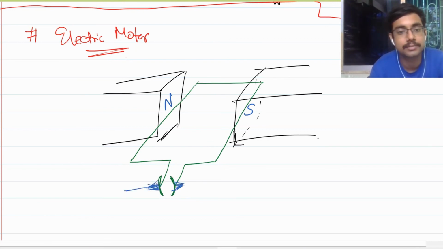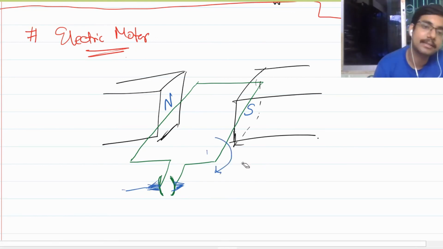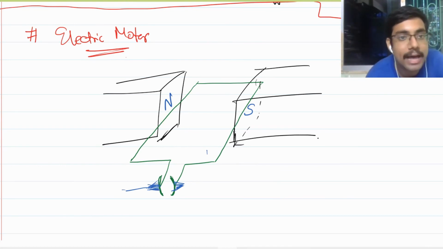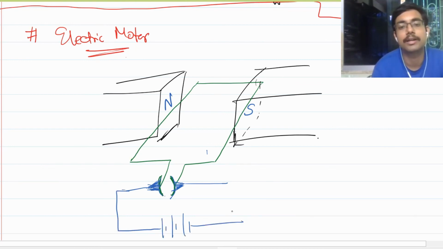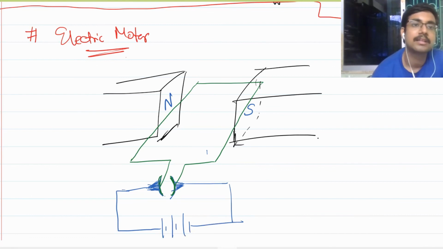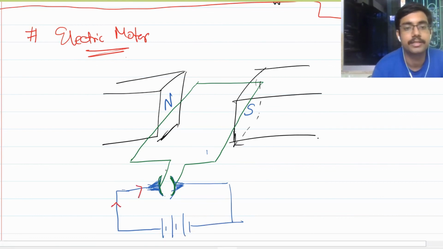Why carbon brush? So that this piece can rotate, and with that you can also have the current always flow. The brush will always be connected with this part, so the current will always flow. Now suppose you connect this to a battery. Suppose the current flows in this direction.